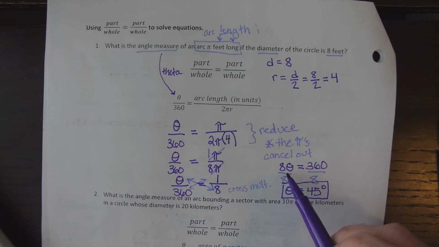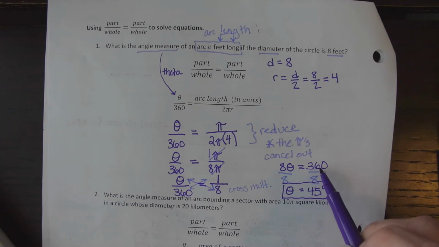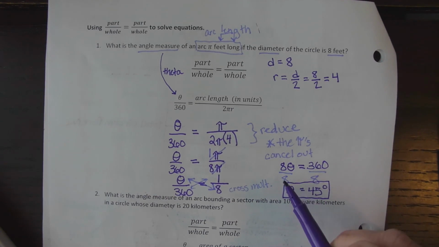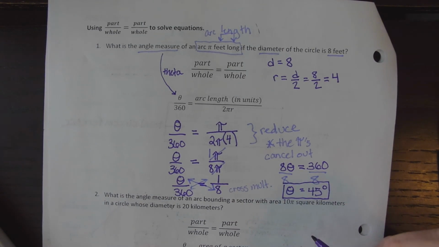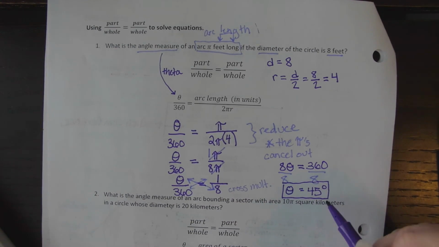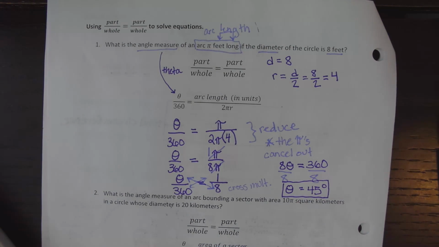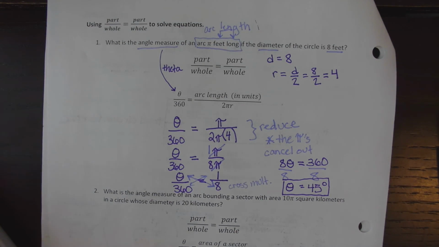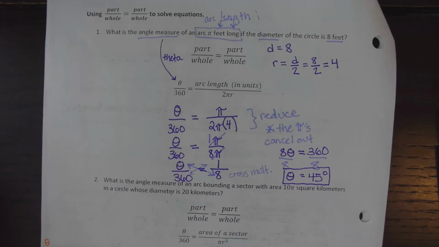I then cross-multiplied and got 8 theta equals 360 degrees. And then I divided by 8. So the arc measure is 45 degrees. The central angle measure is 45 degrees. All right, let's move to the next one. Number 2.